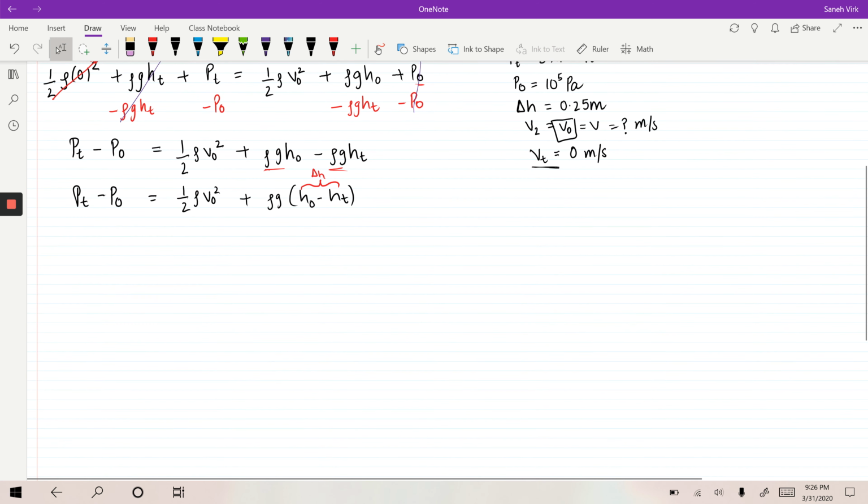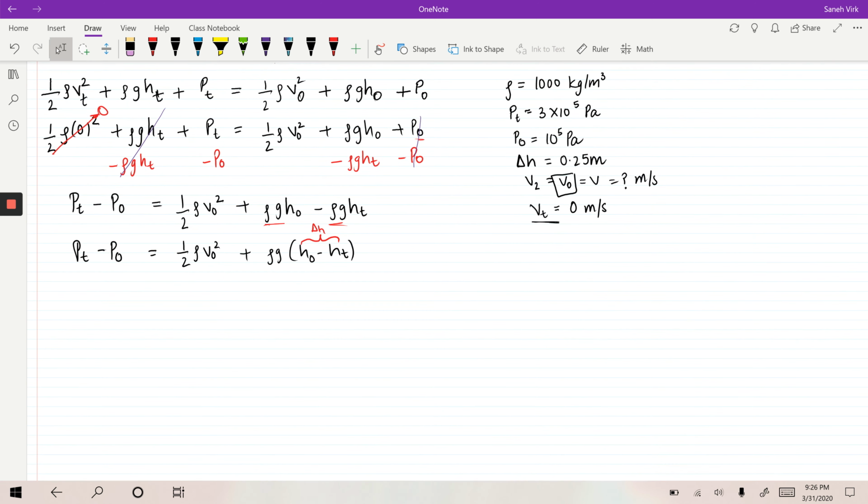Now let's plug in all the values that we have. Pt, that is 3 times 10 to the 5 minus 10 to the 5, which is p naught, equals 1/2. We already have the density, which is 1000. We are trying to find v naught squared plus density 1000, gravity 9.8, delta h is 0.25.